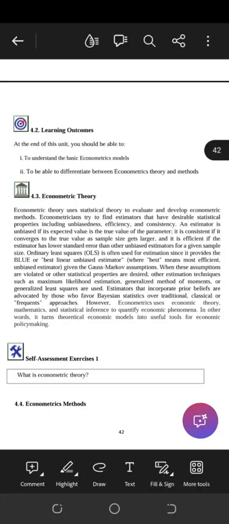So econometric theory uses statistical theory to evaluate and develop econometric methods. So it's just you building up a model to discuss an economic theory.